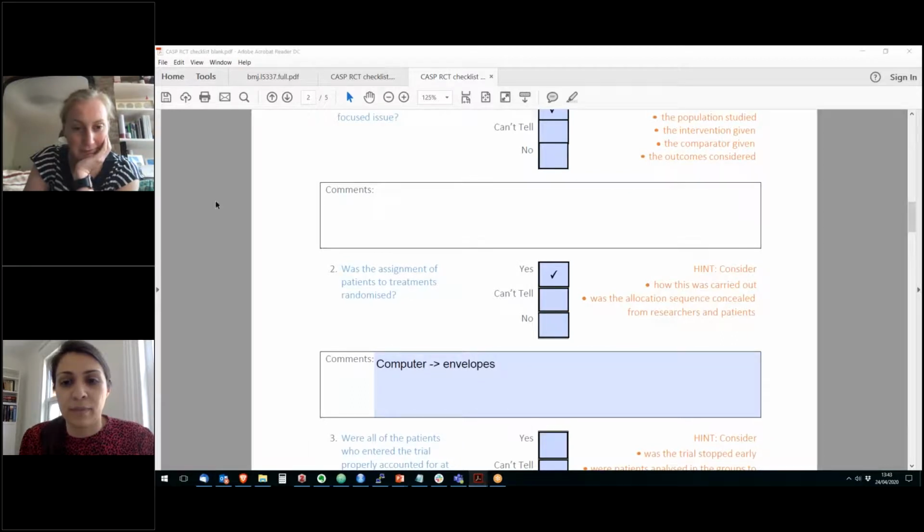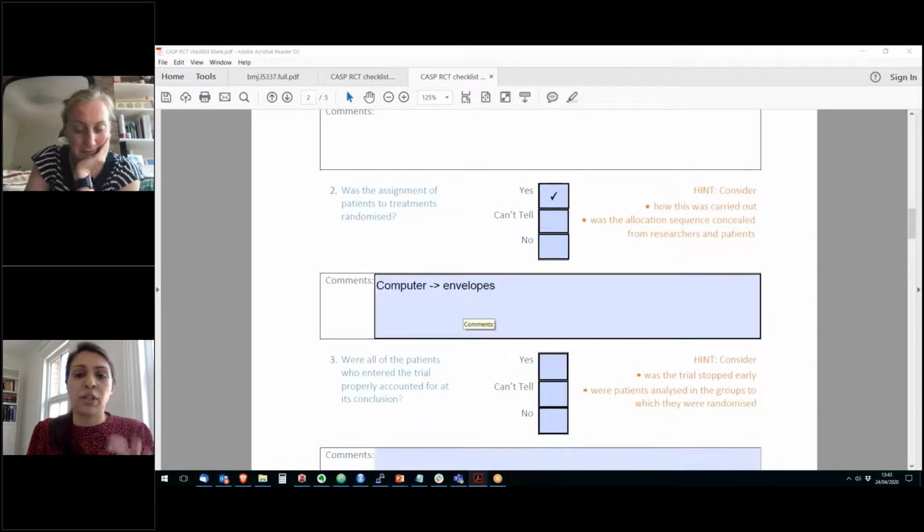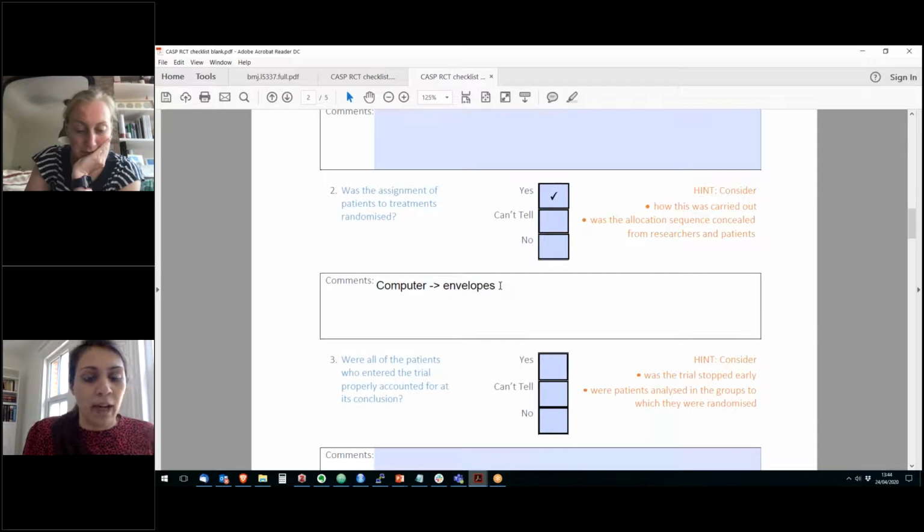Excellent. Okay. Just to separate the two points about where the blinding is in the study versus the allocation concealment of the randomization. So we think that the study has a good randomization process. It's computerized. It's using allocation concealment, and they do that through opaque envelopes.